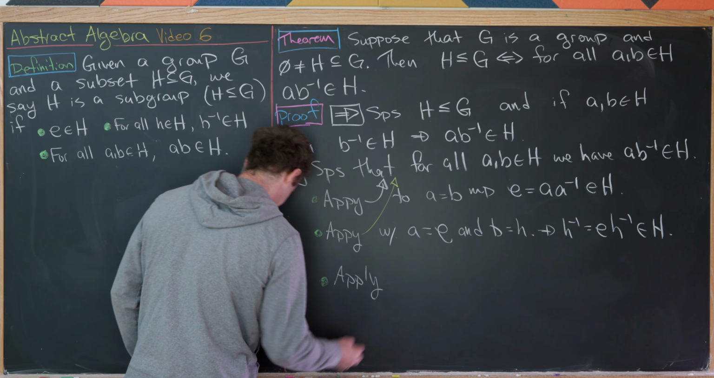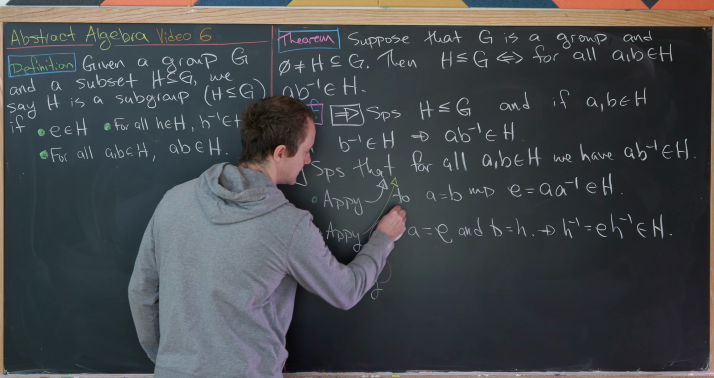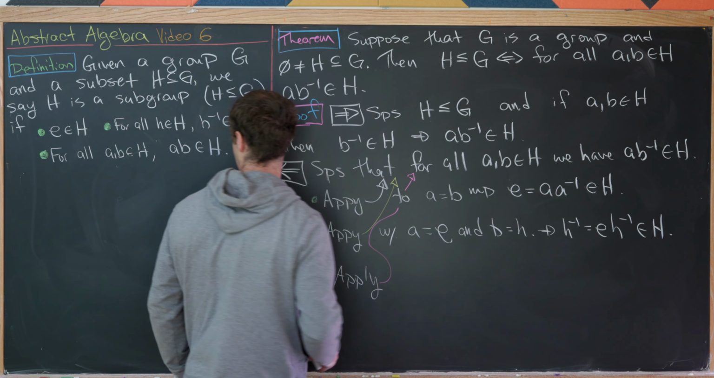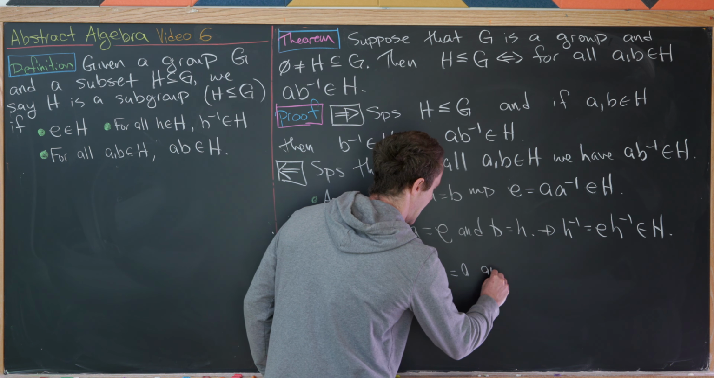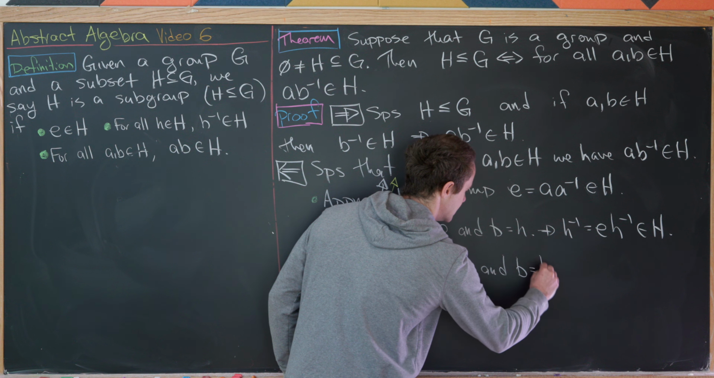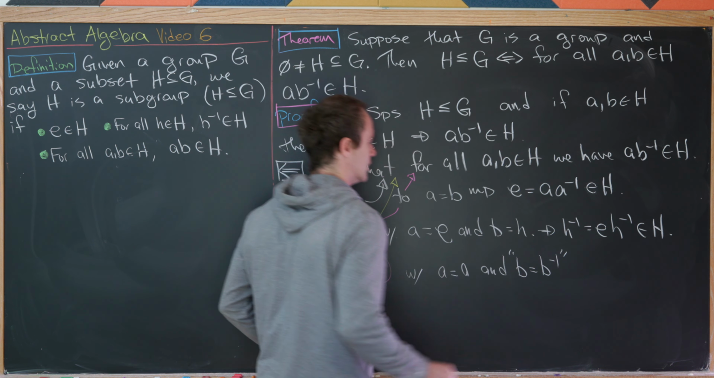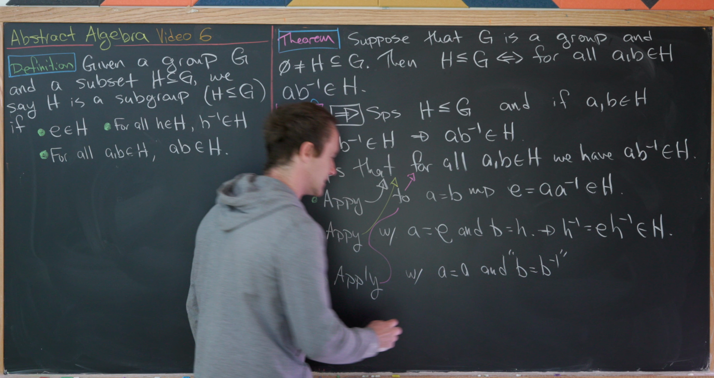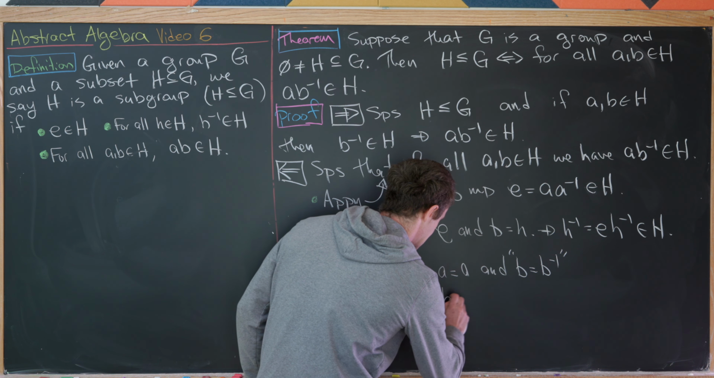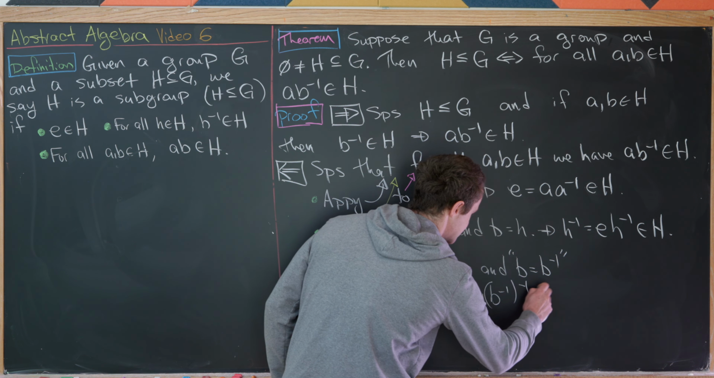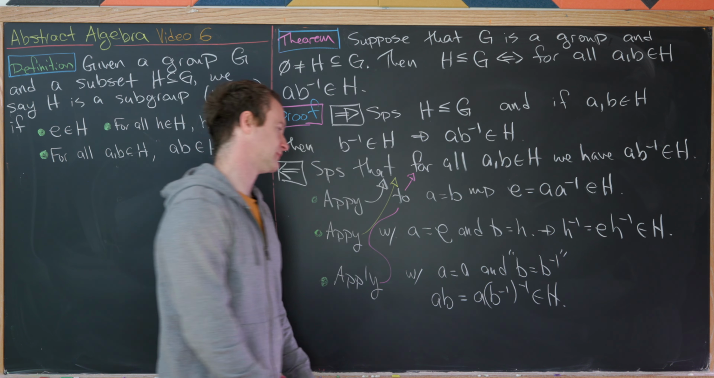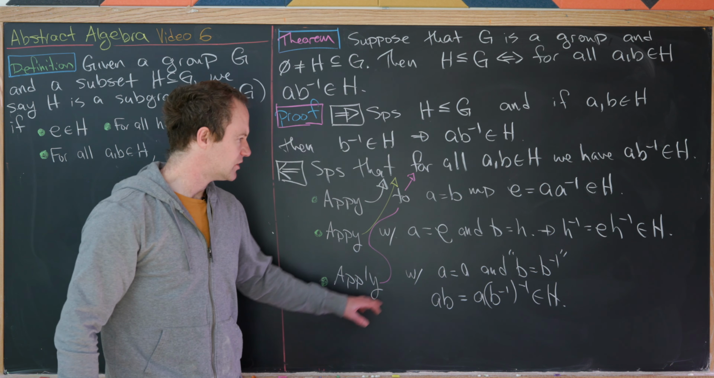And one more time, we're going to apply our rule. So in this case, let's apply our rule with A is equal to A and B is equal to "B inverse". So what does that tell us? That tells us that A times B is equal to A times B inverse, which is inside of H. Notice we know that B inverse is inside of H by this rule up here. So now we have closure.